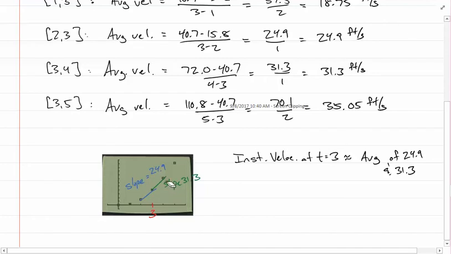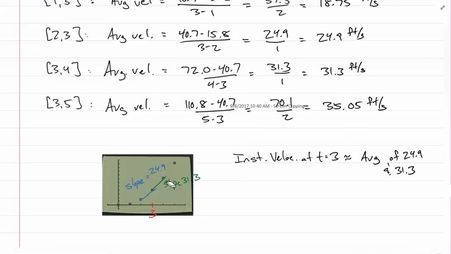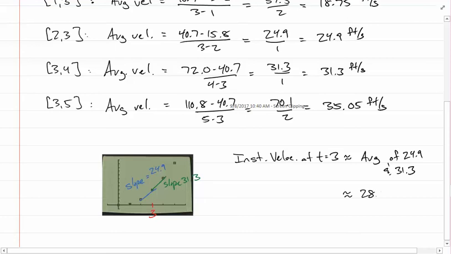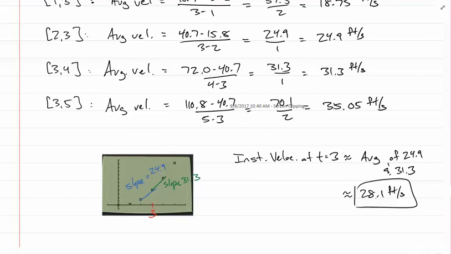Now the average of those two, if I add them up and divide by 2, the average of those two is 28.1 feet per second. So that's what I'm going to use as my estimate for the instantaneous velocity at t equals 3. If you've got average velocities on either side with points that are relatively close, averaging those two will give you a pretty good idea of the instantaneous velocity at that point.